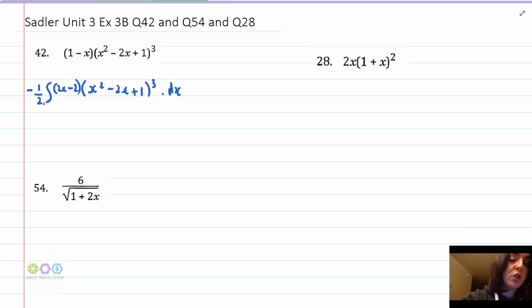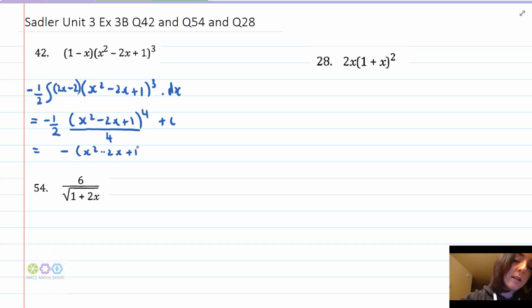Once I've done that and I've adjusted it, I get into the antiderivative. So it's negative a half, and then I have x squared take 2x plus 1 to the power of 4 over 4 plus c. And then I can simplify that. So I have negative x squared take 2x plus 1 to the power of 4 over 8 plus c.